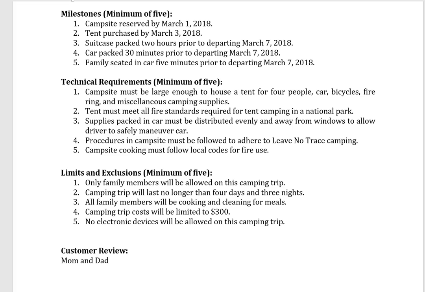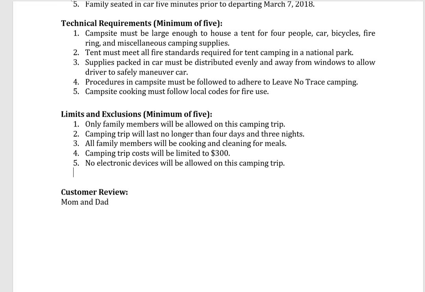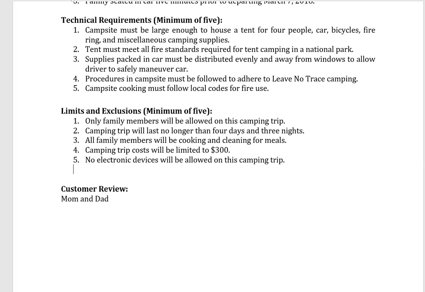The next section is the technical requirements. We talked about this as being a tougher section to think of. Now again, on all of these sections, I like to have a minimum of 5. More if you can have it, but minimum of 5. And in this case, the campsite must be large enough to house a tent for 4 people, a car, bicycle, fire ring, and miscellaneous camping supplies.